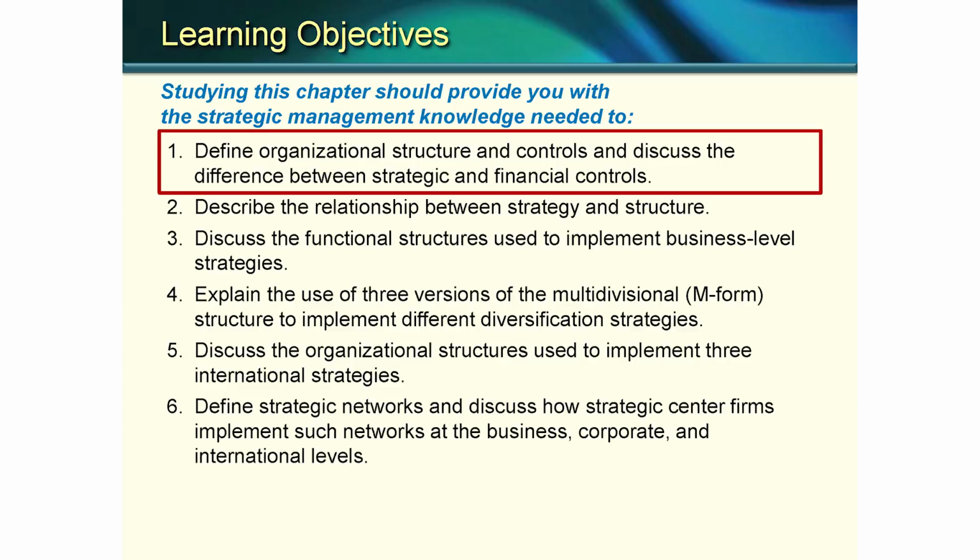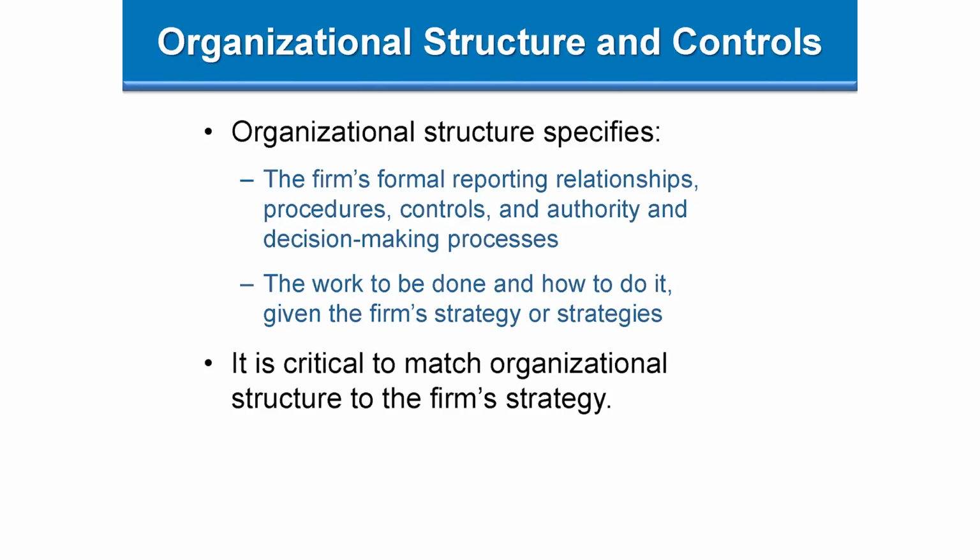More deeply, we will try to understand the functional structures for business level strategies, the multi-divisional structure that we call M-form structure for corporate level strategies, and the organizational structures for international strategies. And finally, we will talk about strategic networks, how strategic center firms implement such networks at the business, corporate, and international levels. First, we talk about the meaning of organizational structure and controls.